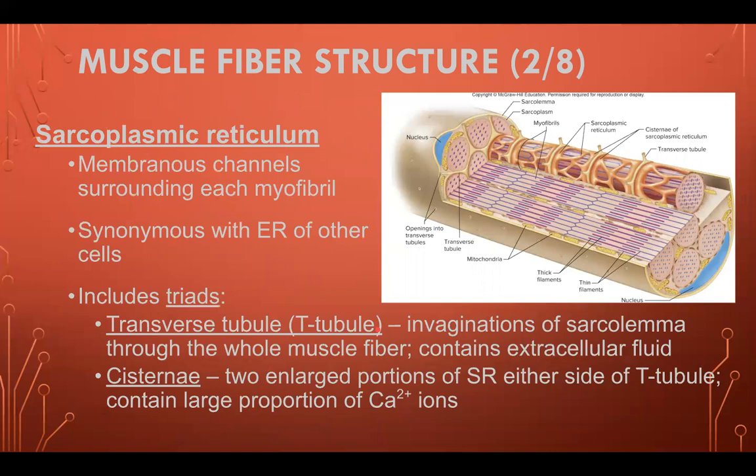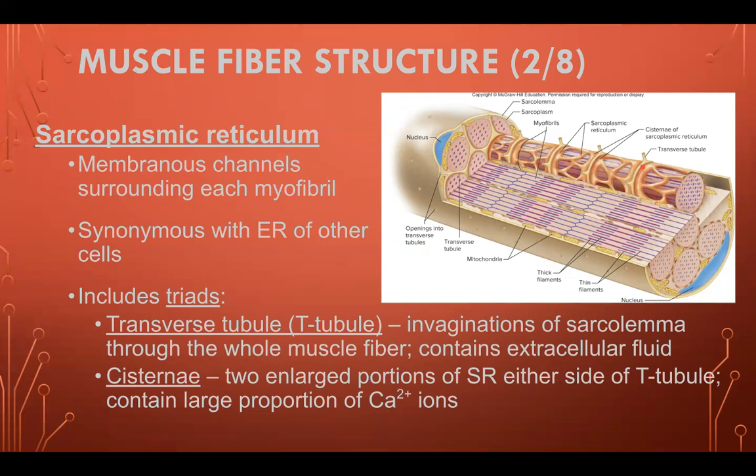Okay, so another special structure here in the muscle fiber is the sarcoplasmic reticulum. So this is like the endoplasmic reticulum, but again, specialized for our muscle fiber. So these are membranous channels, just like endoplasmic reticulum. And these channels surround each of the myofibrils, as you can see right here. Okay, so it's this orange structure that almost kind of looks like a web just surrounding the myofibril, and the sarcoplasmic reticulum surrounds all of these myofibrils.